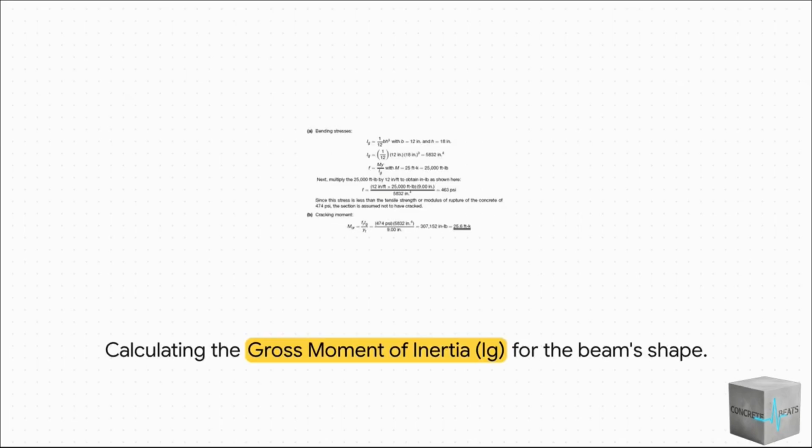Okay, first things first, we need to figure out how much this beam resists being bent. That property is called the gross moment of inertia, or Ig. For a simple rectangle, the formula is pretty clean. Ig is just 1/12 times the base times the height cubed. So we plug in our dimensions. The base, b, is 12 inches. The height, h, is 18 inches. That gives us 1/12 times 12 times 18 to the power of 3. Punch that into the calculator, and we get 5,832 inches to the fourth.